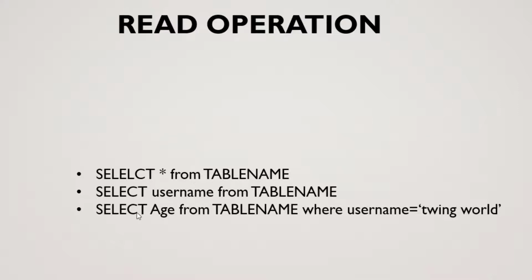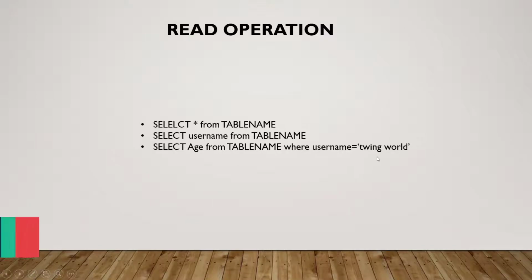In the third one you can see select age from table name where username equal to Twinball. Here where represents like an if condition. So if username equals Twinball, it will return only the age of Twinball. I mean this third query will return only the age of Twinball.